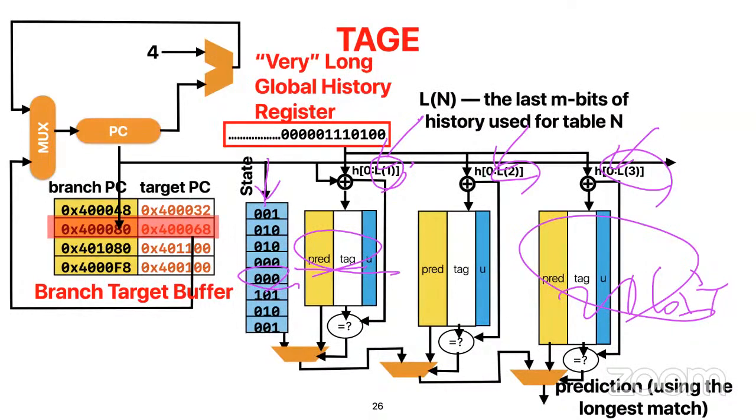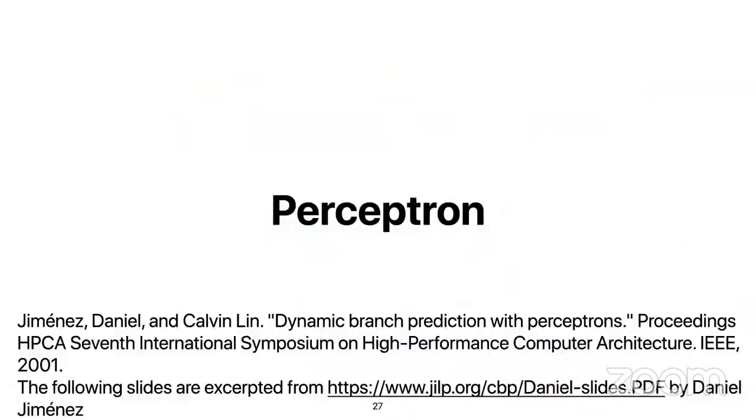TAGE is one of the predictors that try to accommodate branches with different lengths. Now, another predictor, some of you might be excited about this, because I know a lot of you are interested in machine learning: the perceptron. This is also a paper from HPCA, also one of the best computer architecture conferences, and it talks about how to use machine learning. Sorry, I think I made a mistake, I would say neural nets, to make a branch prediction.